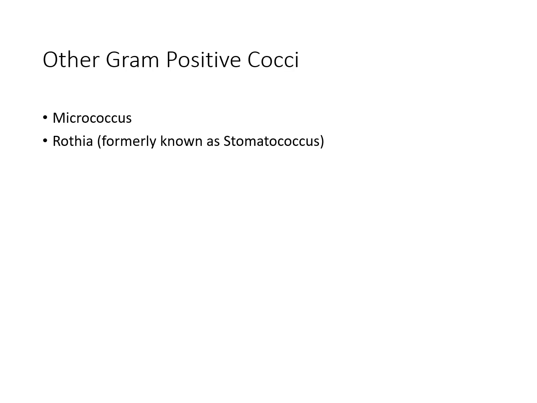Some other gram-positive cocci related to Staphylococci are Micrococcus. So these are generally considered normal flora. They are typically non-pathogenic but can occasionally be opportunistic. And then we have Rothia, which is formerly known as Stomatococcus. They are part of the normal oral flora and can be opportunistic pathogens in immunocompromised patients.